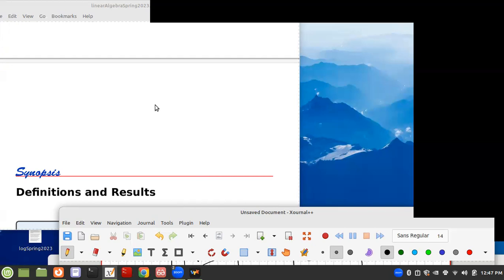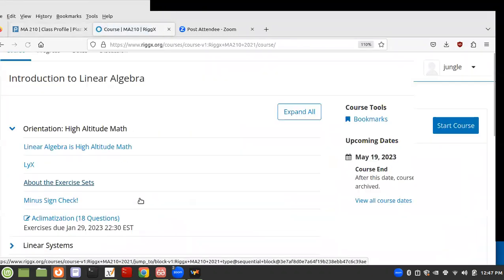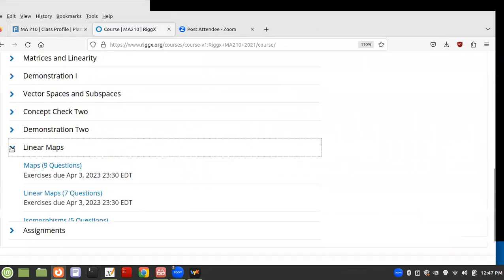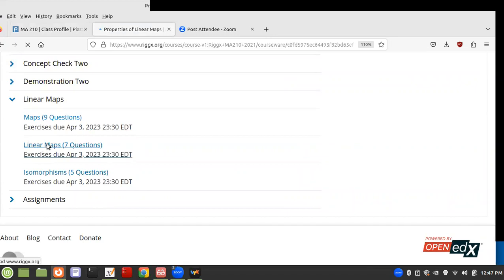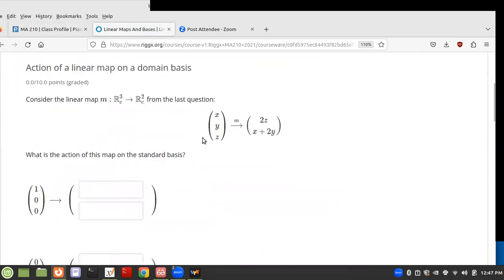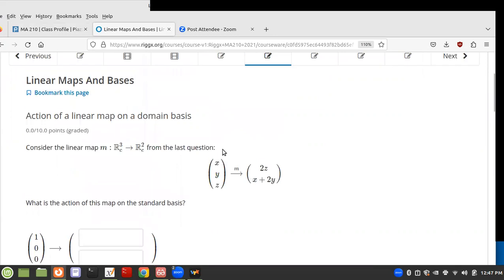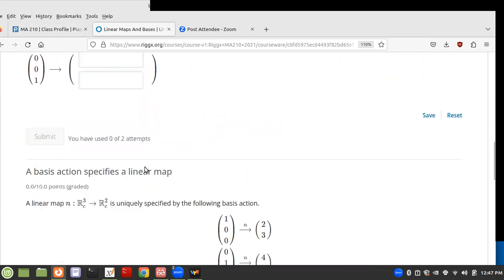Hopefully you can figure out how to start. There are examples with text and on regex. Let's see what the problems on regex might look like for this. So you have isomorphisms and linear maps here, and then properties of linear maps and bases. So here's the general map. What's the action of this map on the standard basis?